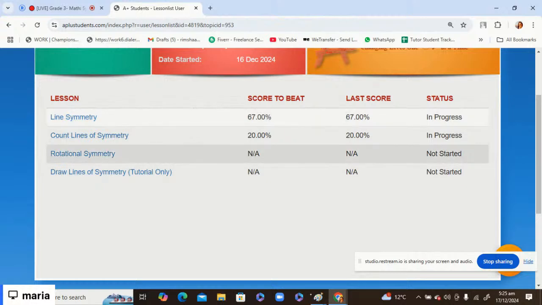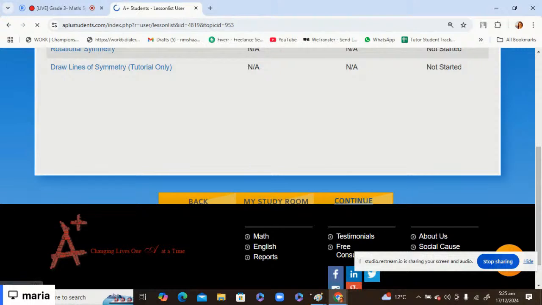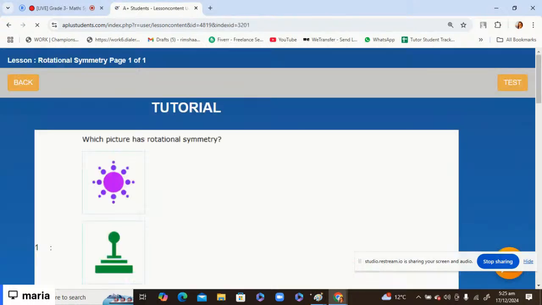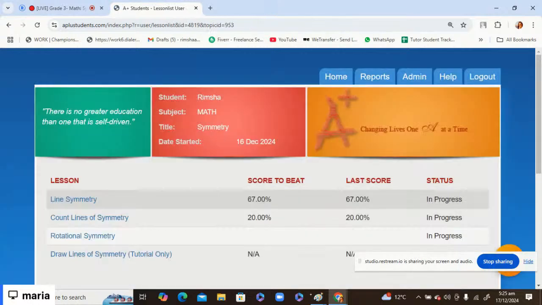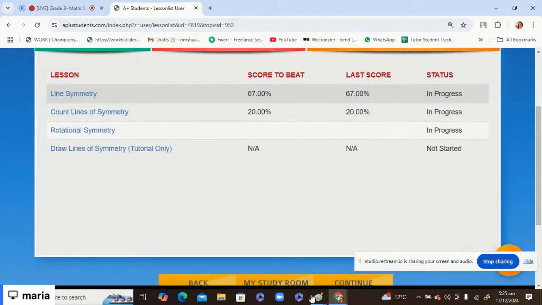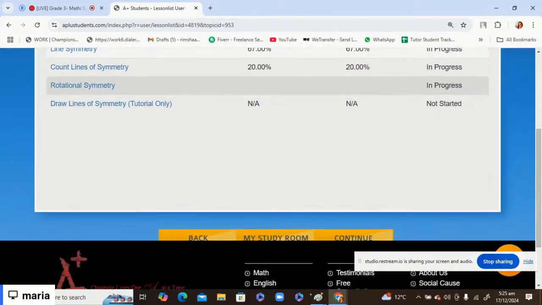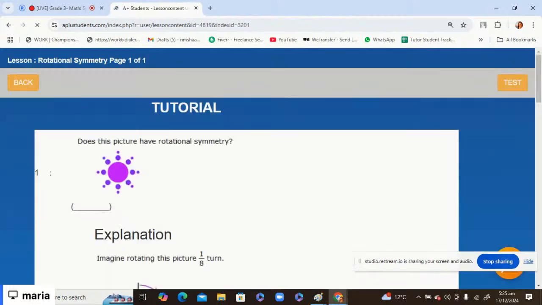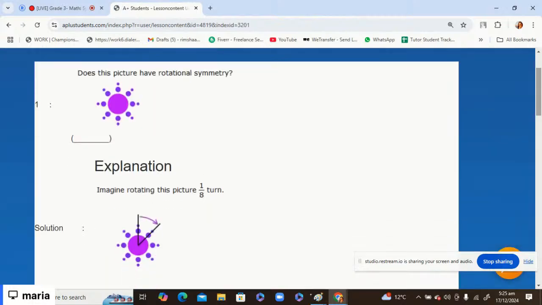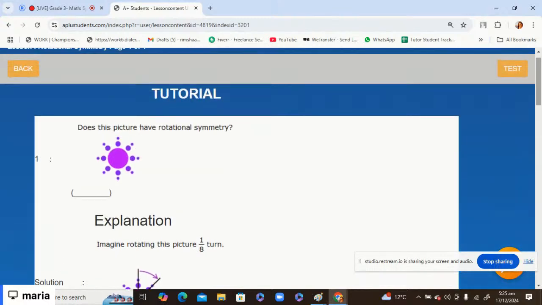Okay, rotational symmetry, third lesson. Sorry about that, I think there is no lesson, only the test questions are available. Now first of all, let me just tell you what rotational symmetry is and then we solve the test. Okay, does this picture have rotational symmetry?